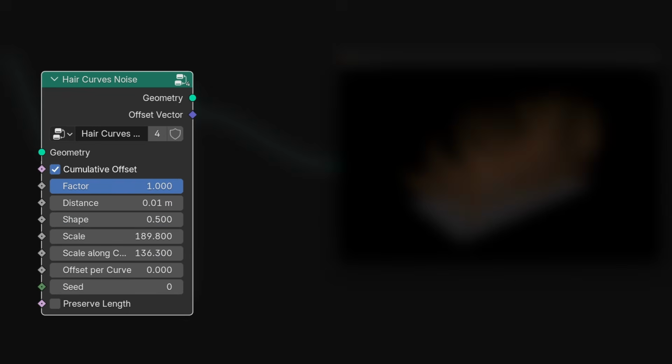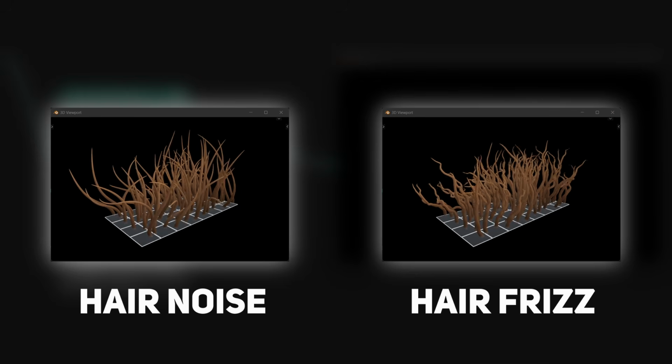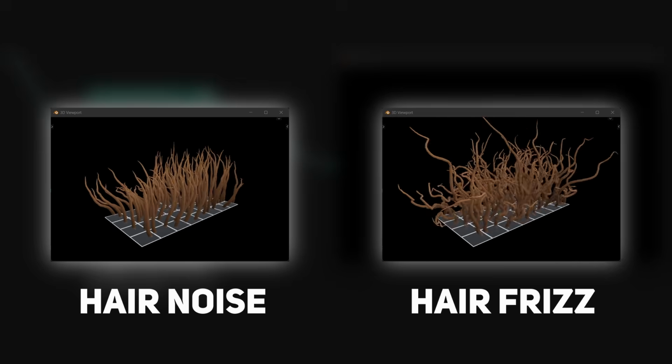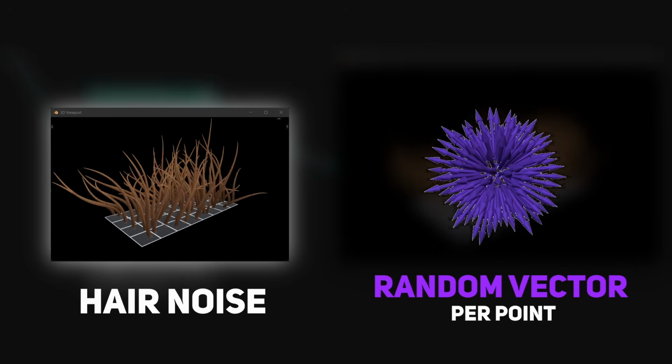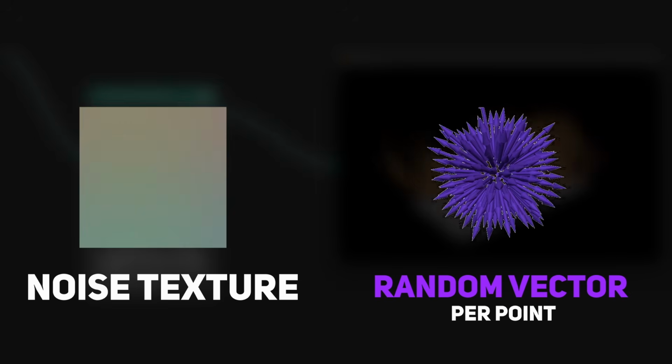The hair curves noise node and the hair frizz node share almost the same outputs and inputs, and visually they do the same thing, but under the hood, the frizz hair node uses random vectors per point to deform a hair curve, whereas a noise hair curve node uses a noise texture to deform the hair curve.